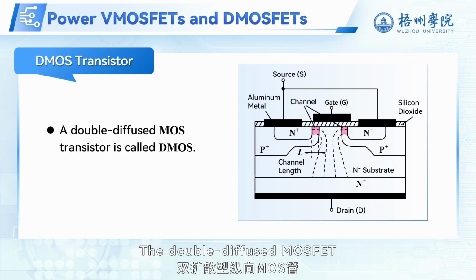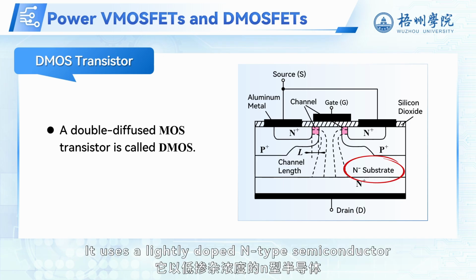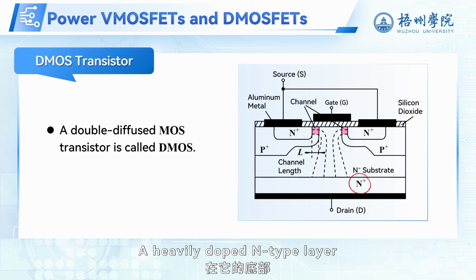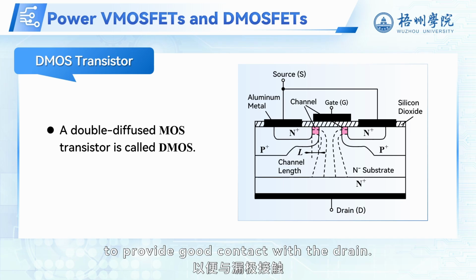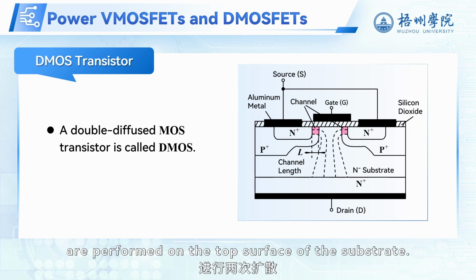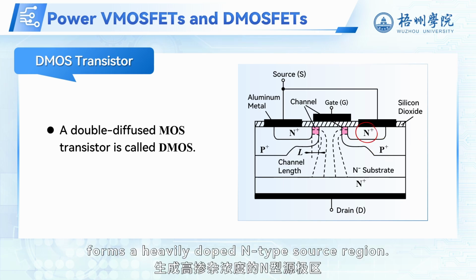The double diffuse MOSFET is commonly referred to as DMOS. It uses a lightly doped N-type semiconductor as the substrate. A heavily doped N-type layer is formed at the bottom of the substrate to provide good contact with the drain. Two separate diffusion processes are performed on the top surface of the substrate. The first diffusion creates a heavily doped P-type body region. The second diffusion forms a heavily doped N-type source region.